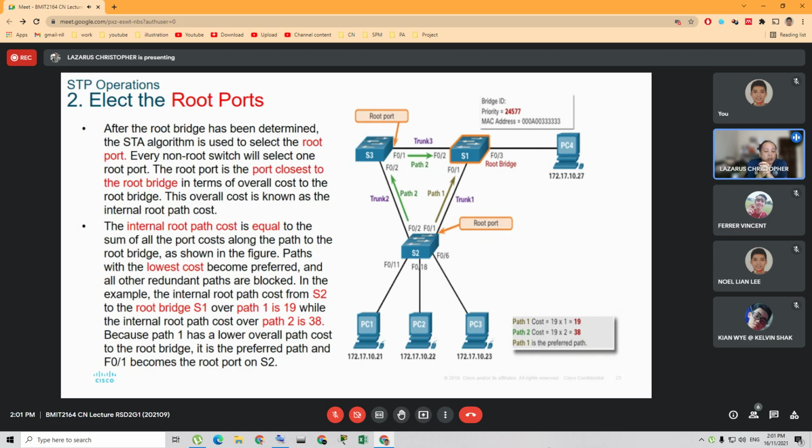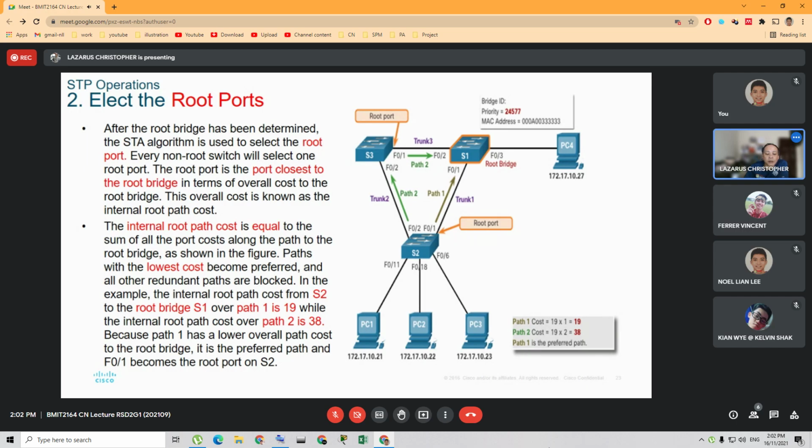So that's the idea, because lowest cost means lower latency. The bandwidth will be the same, but the extra segment and extra switch in the middle introduce latency. So the straight path, for example path 1, has lower latency, lower delay, compared to path 2. That's why the path with the lowest cost becomes preferred, and all other alternate or redundant paths will be blocked by the STP. Path 1 has a lower overall path cost to the root bridge, so it's the preferred path. So F1 becomes the root port on S2.